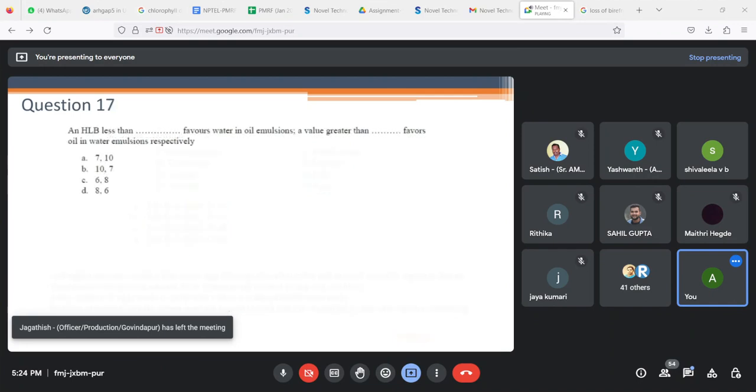So moving to question 17, an HLB less than dash favors water in oil emulsions. A value greater than dash favors oil in water emulsions. So what is an HLB? Any clue what is an HLB?